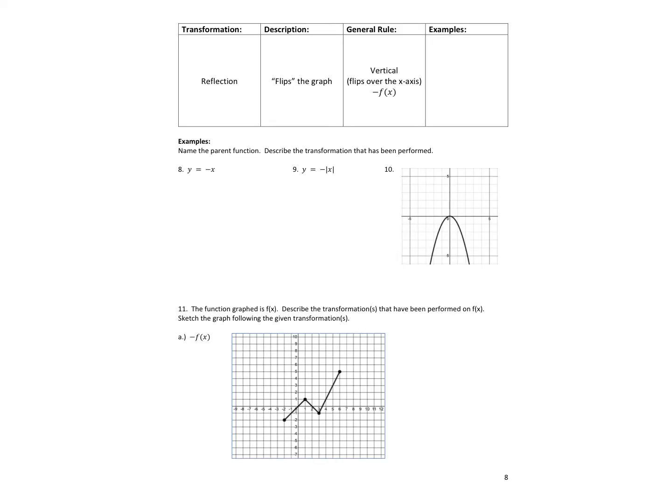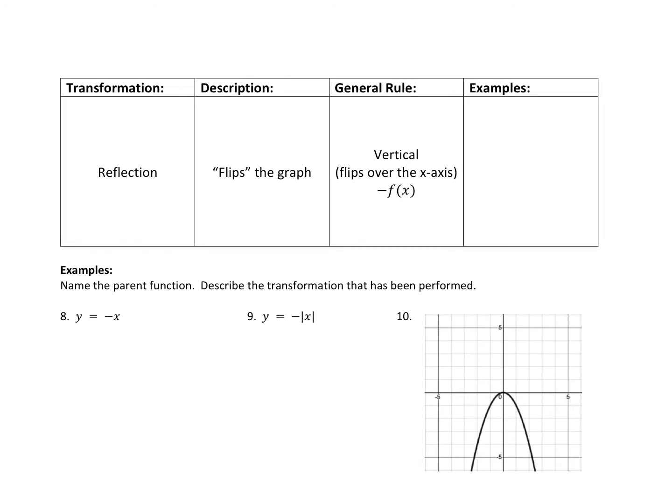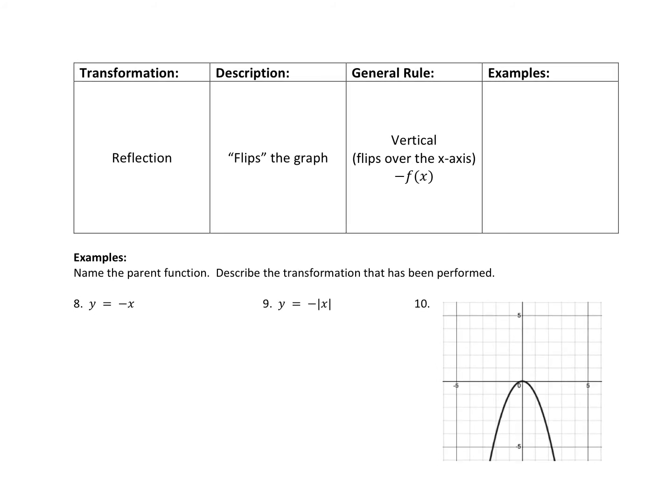Just the translations, which are shifting left, right, up, down. Okay, you have the reflection, which is a flip of the graph. We're only going to talk about vertical reflections, so reflecting over the x-axis, where you have a negative sign in front of the function. Here are 2 examples. If you have negative in front of the absolute value, or like we did yesterday, negative x squared, both of these would flip it over the x-axis and make it reflect.